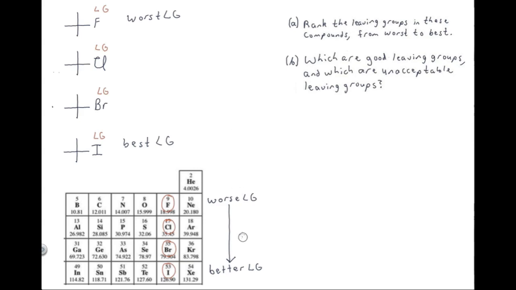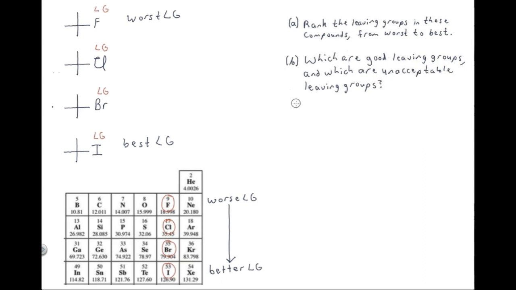That's how we can use this. As you move down a column, leaving group ability increases. Now, we know which of these are better and which are worse, but which of these would we classify as good leaving groups and which would we classify as unacceptable leaving groups?